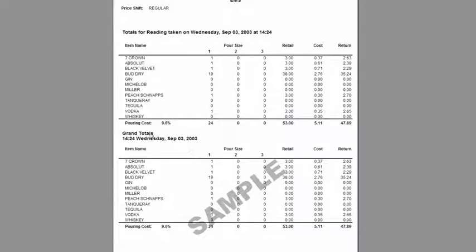Now if you'll notice off to the bottom left hand side of this report, the report generates a pouring cost, and right here it shows a pouring cost of 9.6, and that really isn't all that far off for a total control system. Most bars and restaurants are doing 30% pouring costs, and a total control system can at least bring you down to 15%, then you can really see a benefit in having a system like this.